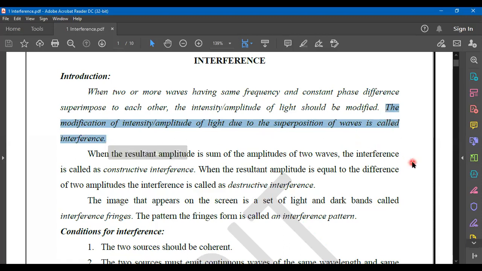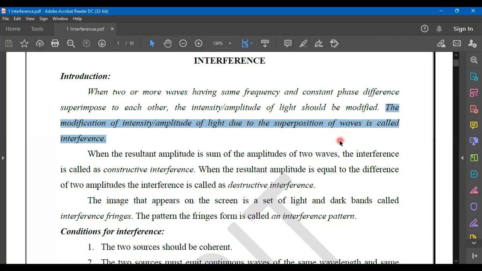The highlighted portion, note that down. The modification of intensity or amplitude of light due to the superposition of waves is called interference. The definition should be clear and straight to the point. So this will be very much helpful for your viva and examinations. You need not learn by heart pages of pages. The point should be straight to the point.